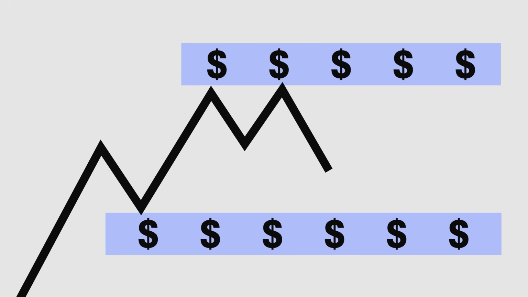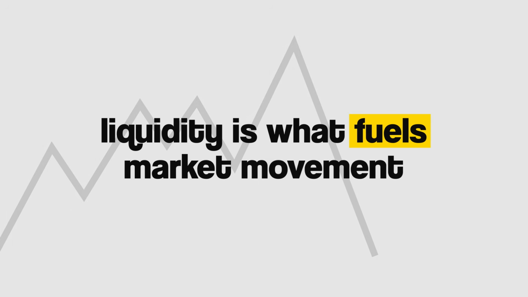First, we need to clearly understand what liquidity actually is. Liquidity is simply a price area where there is a large concentration of orders, especially stop losses and pending orders. And if you follow smart money concepts, you already know one key idea. Price is constantly drawn toward liquidity. Liquidity is what fuels market movement.